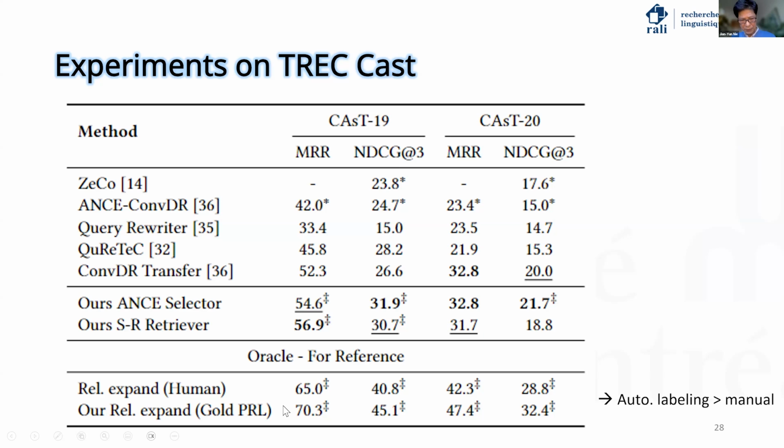But if we try to make the selection according to whether the previous turn is useful to improve the retrieval performance, we can get higher performance. And this again shows that the manual annotation can help, certainly, but it's not the best way to determine the previous turns. And this automatic annotation may create better results.